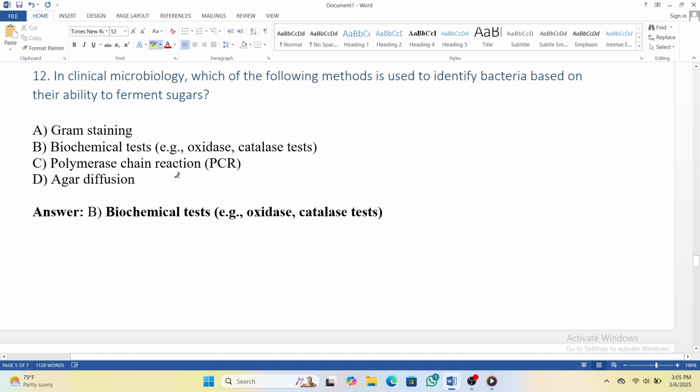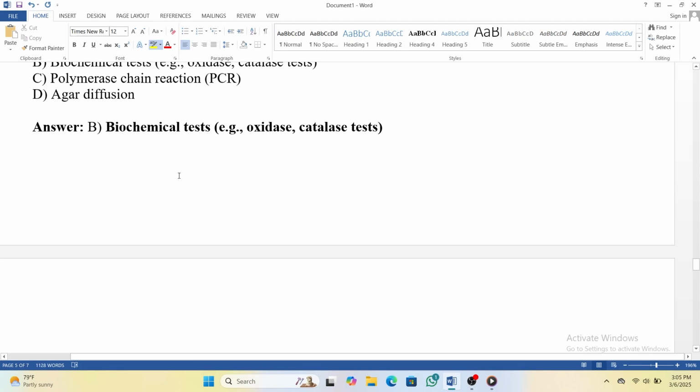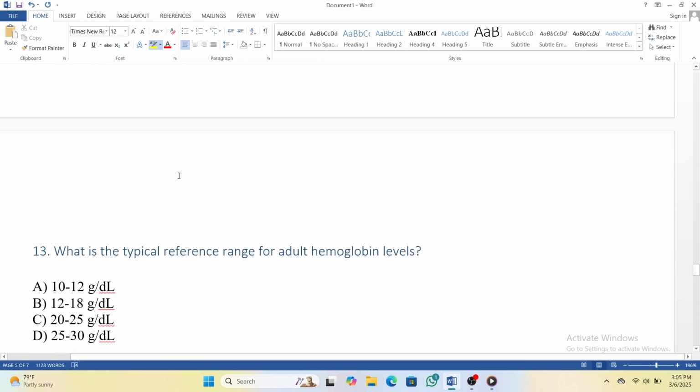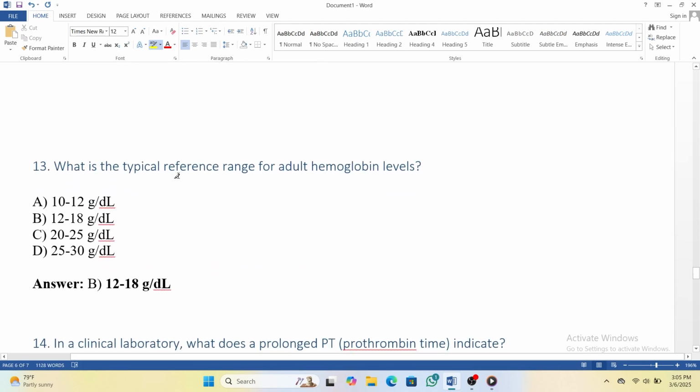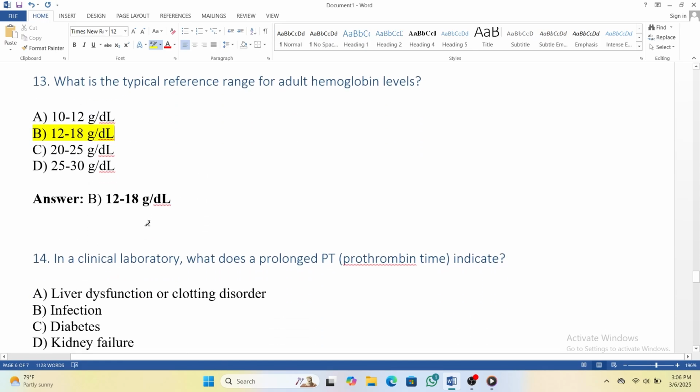13. What is the typical reference range for adult hemoglobin levels? A. 10 to 12 g/dL. B. 12 to 18 g/dL. C. 20 to 25 g/dL. D. 25 to 30 g/dL. Answer: B. 12 to 18 g/dL.